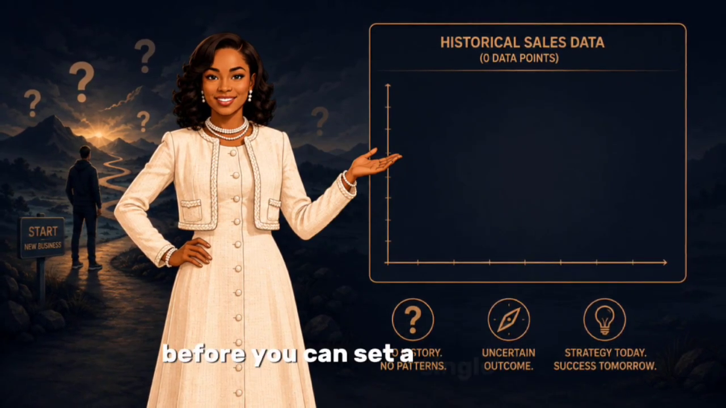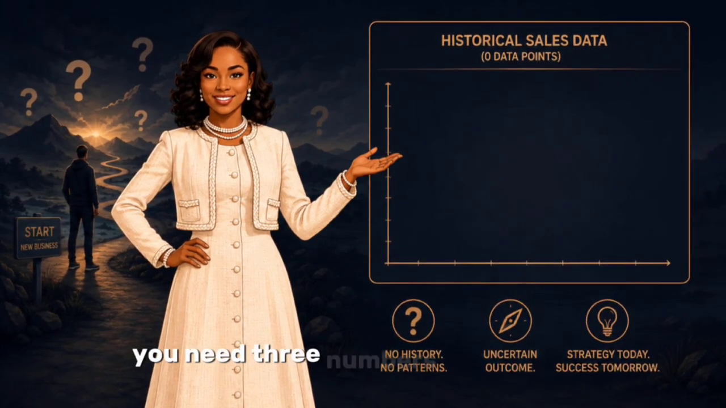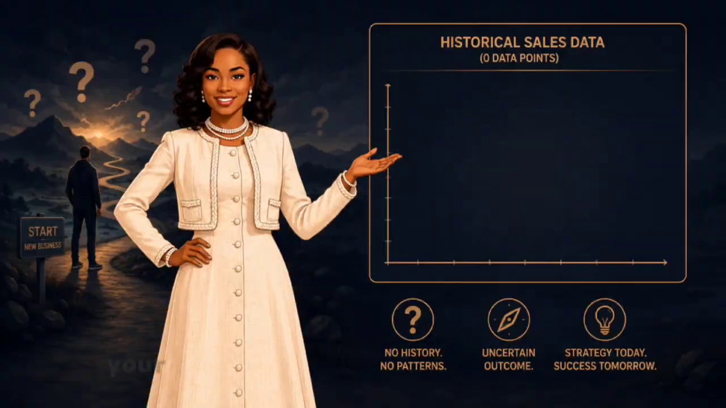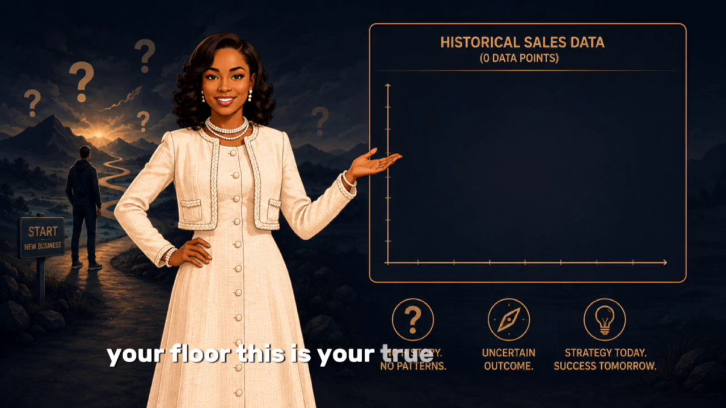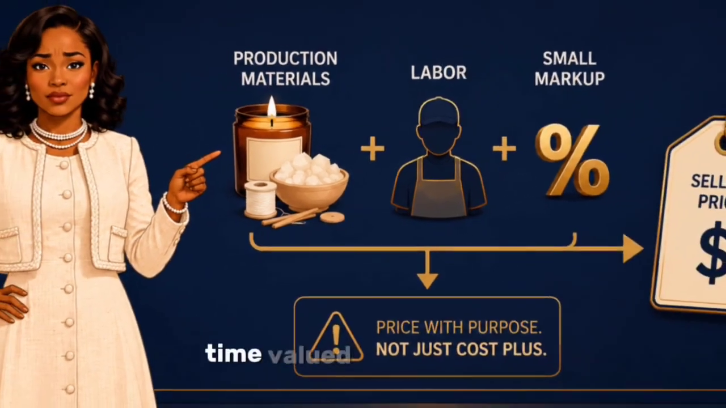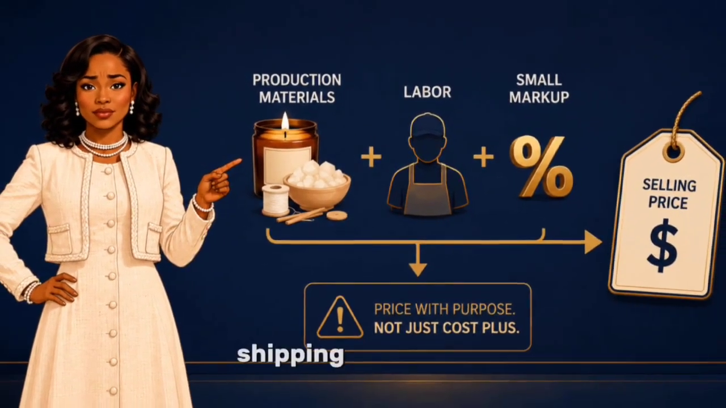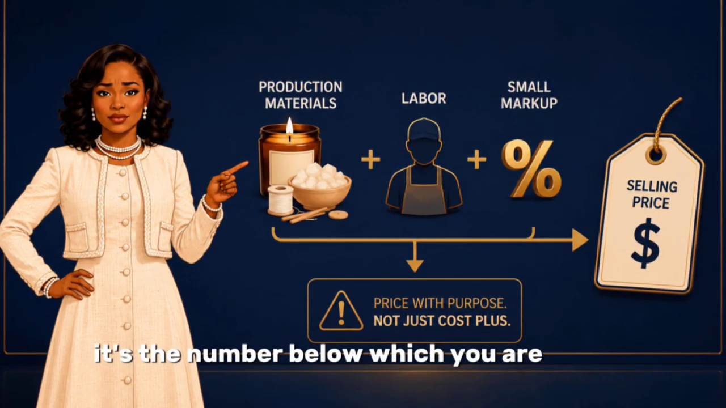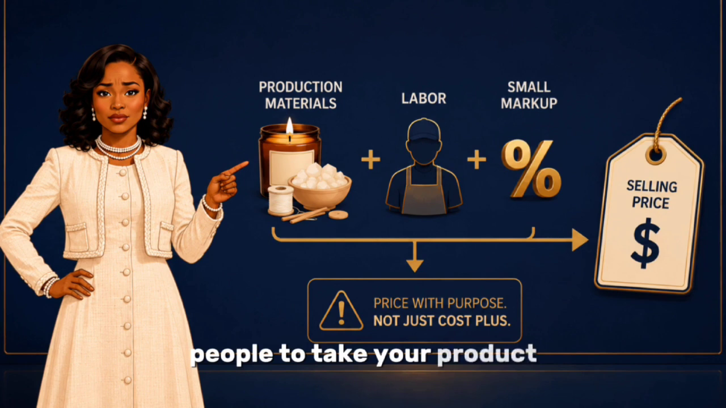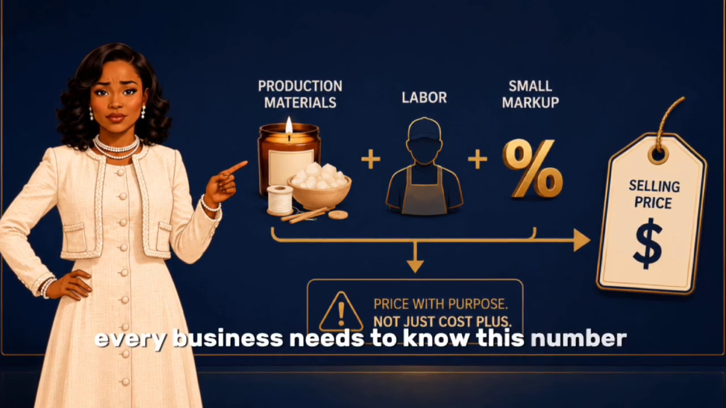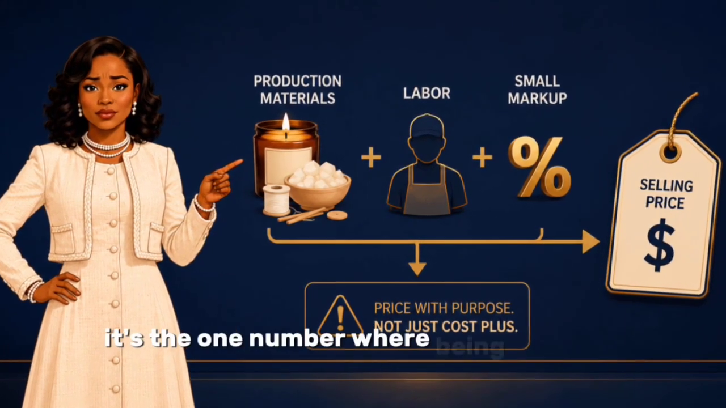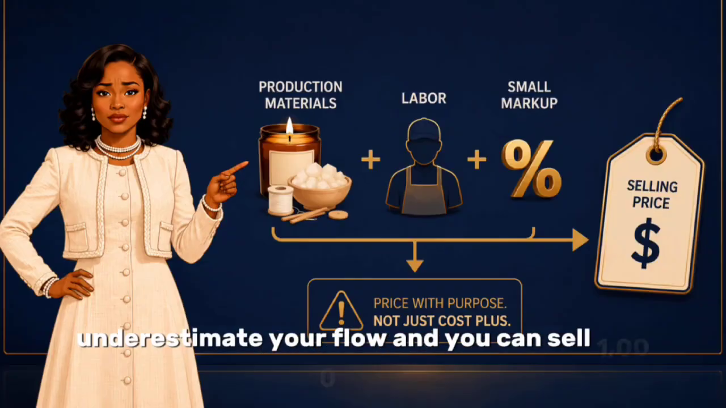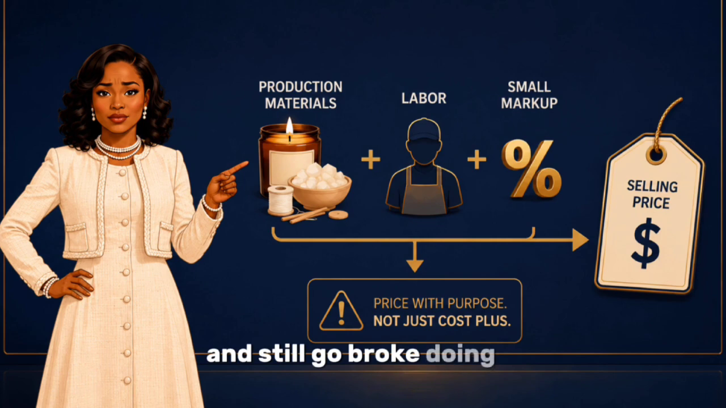Before you can set a single price, you need 3 numbers. Not guesses, numbers you can defend. Number 1, your floor. This is your true cost, materials, time valued honestly, fees, shipping, everything. This isn't your price, it's the number below which you are paying people to take your product. Every business needs to know this number cold because it's the one number where being wrong is catastrophic. Underestimate your floor and you can sell 1,000 units and still go broke doing it.